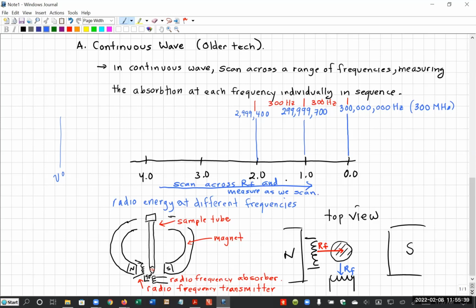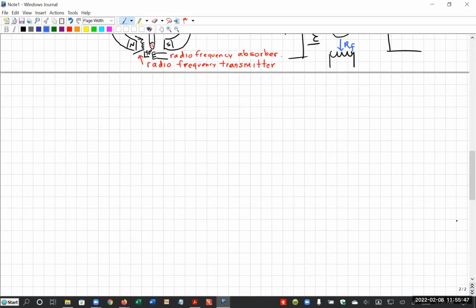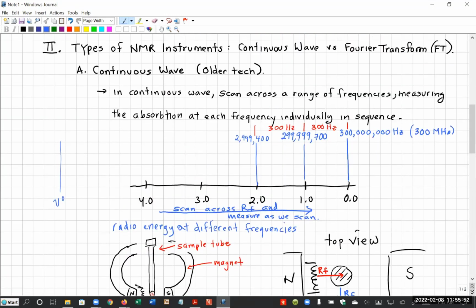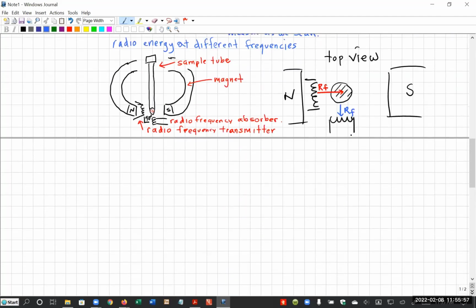Questions about that? Now, continuous wave is great. Don't get me wrong, it works. The problem with continuous wave is that it's less sensitive, okay? It's less sensitive. Let me show you what I mean by that.